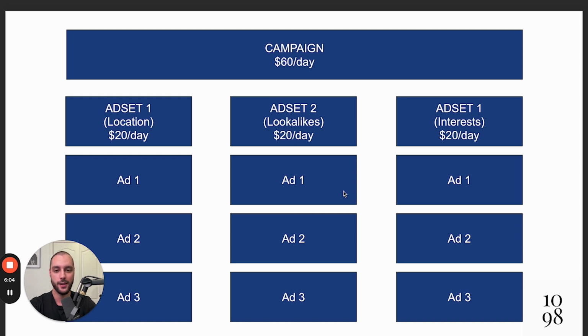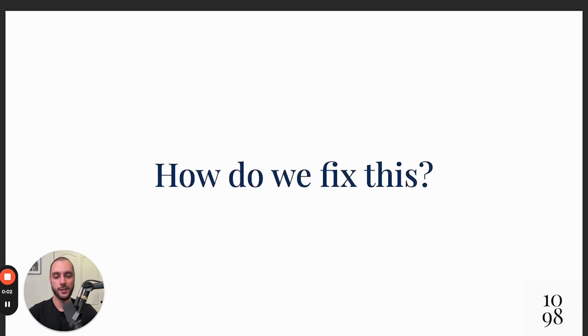So that's what they're saying: you're essentially flooding the market with more ads to the same person, and then you're increasing the cost for yourself. They're saying that's going to bring up your CPM, which overall is going to bring up your cost per result, right? So now the question is, how do we fix this? What does Meta want us to do?